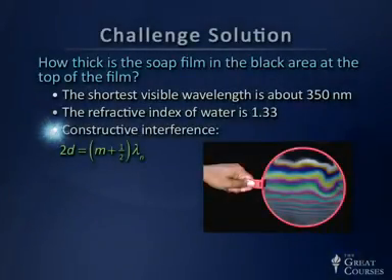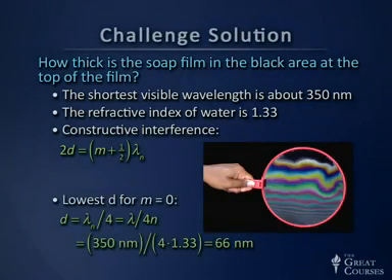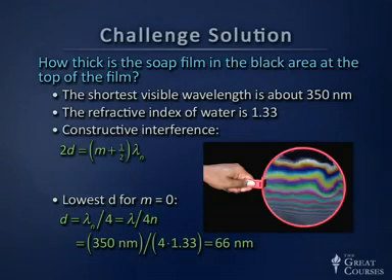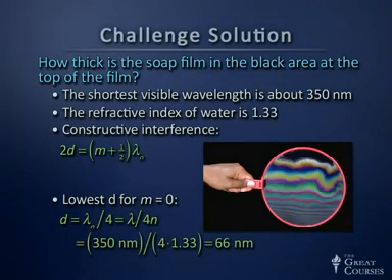Here's the solution. We get constructive interference when twice the thickness is (m + 1/2) lambda as measured in the medium, in the soap film, which is made of water. The lowest d will occur when m is 0. In that case, I have 2d equals a half lambda in the medium. The twos come together, become a 4, and d is lambda in the medium divided by 4. That's lambda divided by 4 times the index of refraction, where lambda is now the wavelength in air, not in the soap film, and that's 350 nanometers divided by 4 times the index of refraction, 1.33, and that's 66 nanometers, 66 billionths of a meter, and you've measured it.